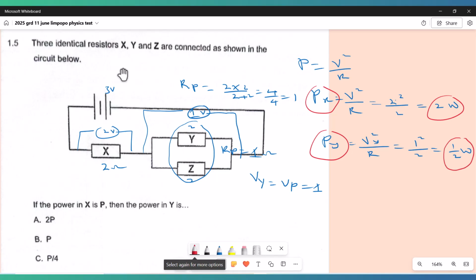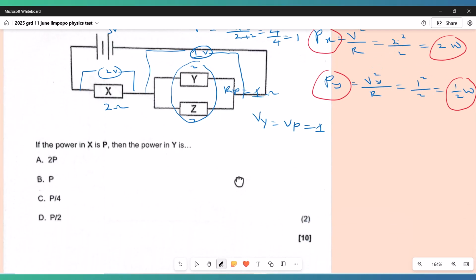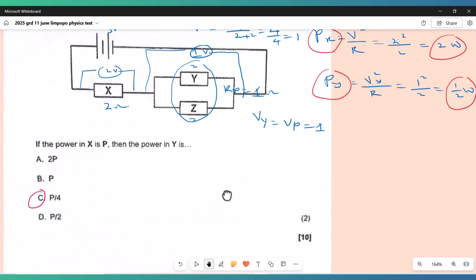A half of what's here. And if you check here, they say that if the power in X is P, the power in Y is going to be how many P's? Now if you divide 2 by a half, you're going to get how many? You're going to get 4. So it means in this particular case, the power in Y is going to be a quarter. It's going to be a quarter of the power in X. So the answer is going to be this one here, which is C. Let us continue then. Next here.